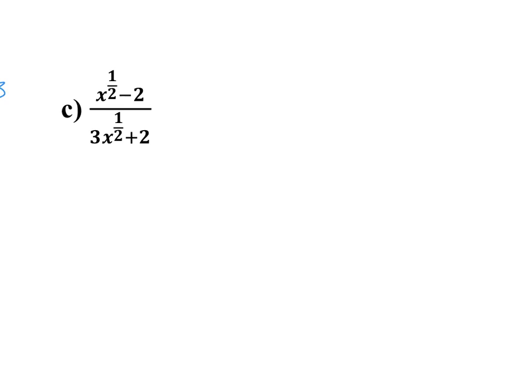All right, we learned that whenever you have addition or subtraction in the denominator, you can simplify by multiplying by the conjugate of the denominator. So I'm going to multiply by 3x to the 1/2 minus 2. I'm going to do that on the top and on the bottom.